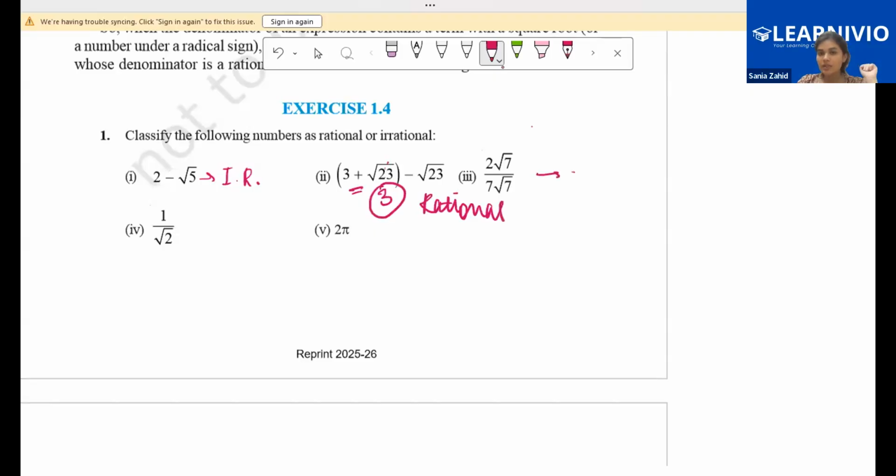Okay, then what about the third part? Rational. Root 7 gets cut off, because root 7 and root 7 cancel. Very good. So you get 2 by 7, and now we know that it is a rational number. It is in the form of p by q. Okay, 1 by root 2.